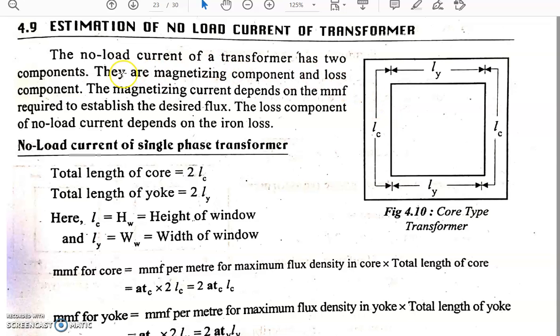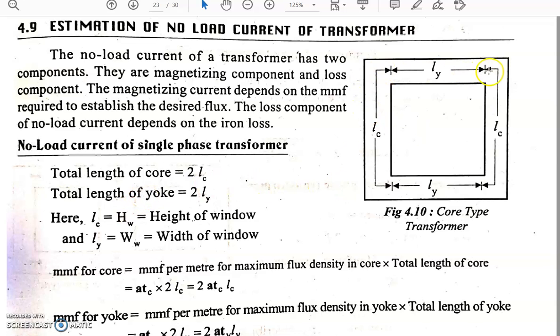Actually, the transformer under no load condition will draw no load current only from the source, and this no load current has two components. One is the magnetizing component, another one is the iron loss component. The magnetizing current depends upon the MMF required to establish the desired flux, and the loss component depends upon the iron loss.